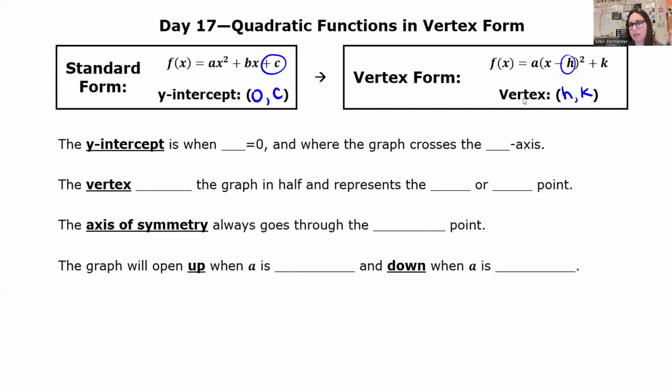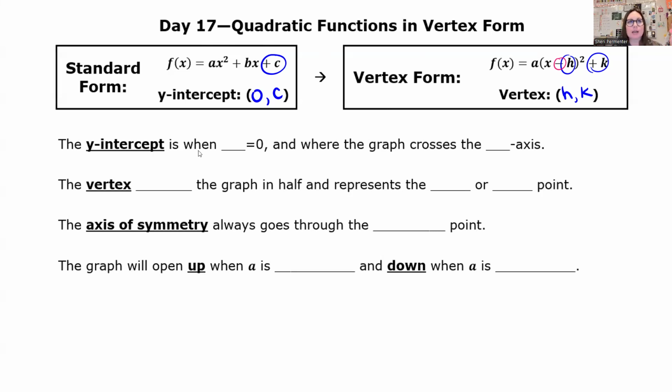And so h and k come from right here. But one thing that I want to point out is that in the formula, h is negative right here. H is negative. So we have to make sure that when we pull it out, it's opposite. And I'll remind you of that when we do some more examples. Right here, we're going to fill in the blanks.